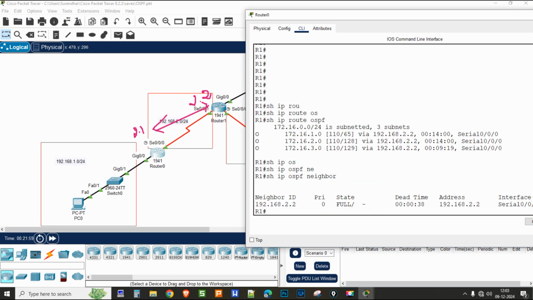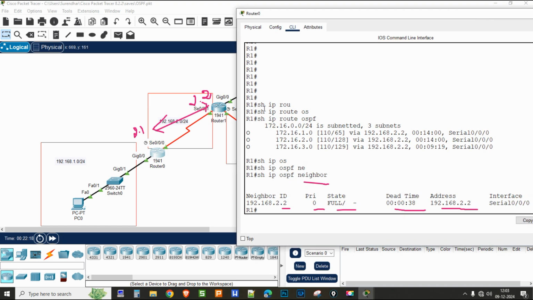You can see the OSPF neighbor. Who is the neighbor? 192.160.2.2. The priority value is by default 0. State is full. This is the dead time value having the time limit. Then the address is 192.160.2.2. Which interface? Serial interface 0/0/0. So this is the interface to get the routing information. Likewise, we need to check the neighbor router.